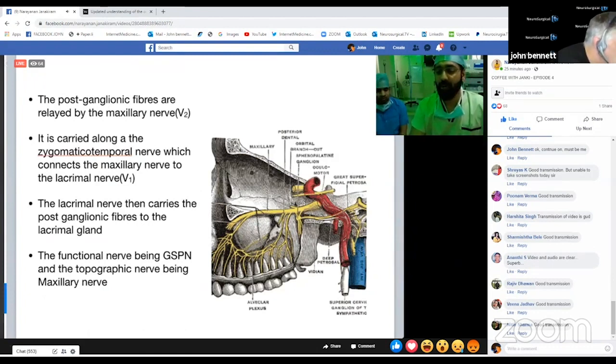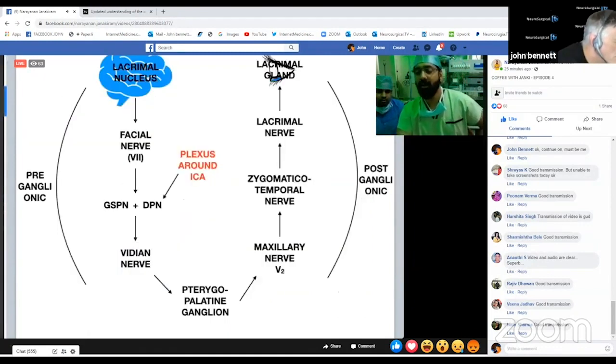The functional nerve being the GSPN and the topographic nerve being... I told you, you should know what the functional nerve is and what the topographic nerve is. In the first part of our lecture, we already talked about the functional nerve and the topographic nerve. So please, my dear friends, you should remember. Now you have to see this. This is a fantastic representation of this whole thing.